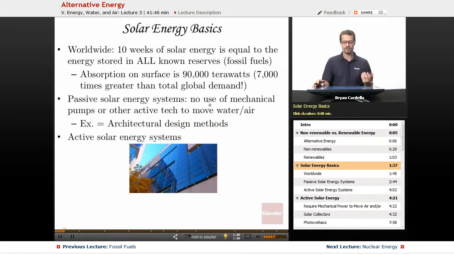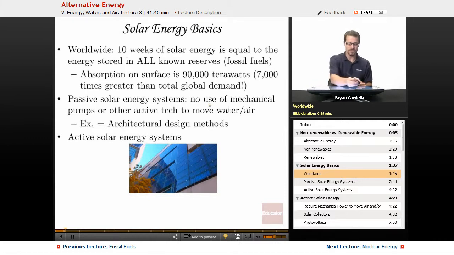First one we're going to talk about, solar energy. So this is one of those renewable energy sources. Worldwide, 10 weeks of solar energy is equal to the energy stored in all known reserves of fossil fuels. That's mind-boggling when you think about how many barrels of oil, how much coal is out there. 10 weeks. Okay, so yeah, less than 3 months of the energy coming from the sun. If we could utilize a lot of that, we wouldn't need the fossil fuels as much as we have them.